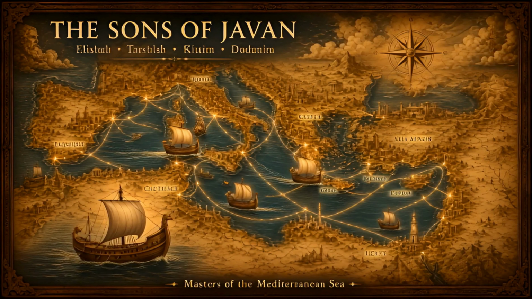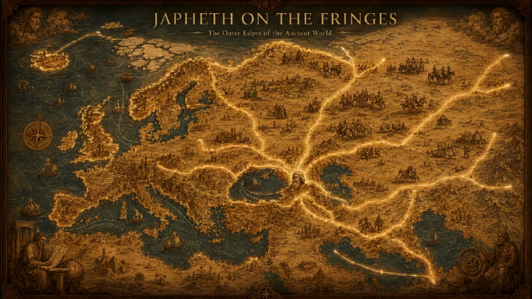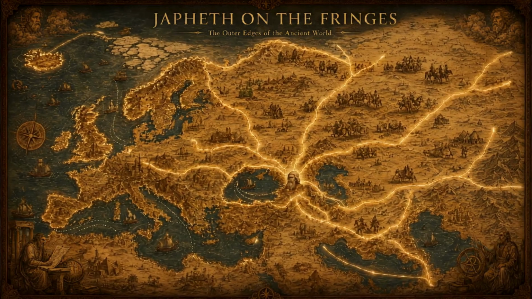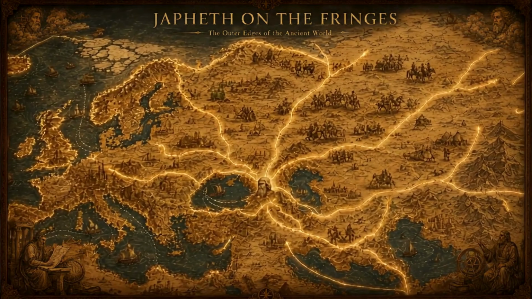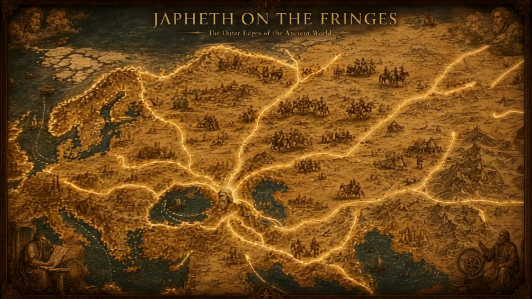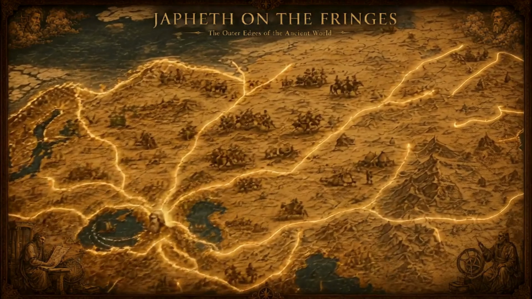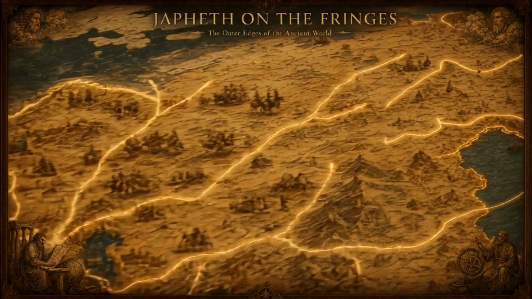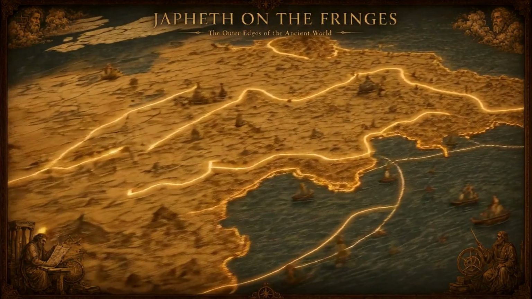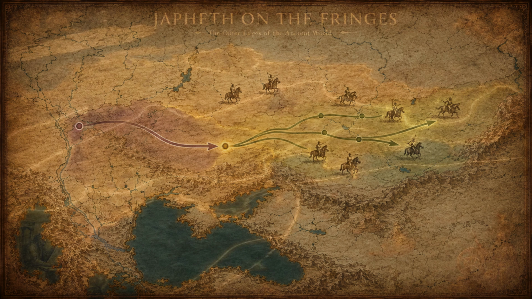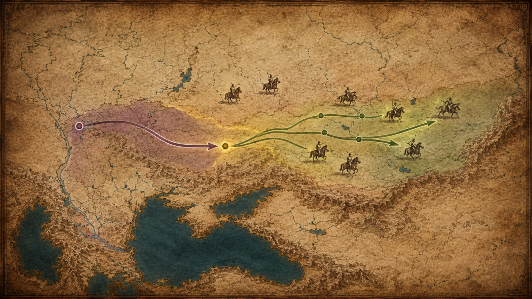So mapping this out mentally, Japheth's line is basically painting the extreme top and the far left edges of our antique globe. Yeah, that's exactly it. They are the ancient equivalent of like Wild West pioneers mixed with these early maritime explorers, just pushing out, expanding, and finding the fringes. But that leads to an obvious question. Yeah, if these guys are out on the fringes mastering horses and boats, they definitely aren't the ones building the heavy infrastructure back at the center. Who is building the colossal megacities?